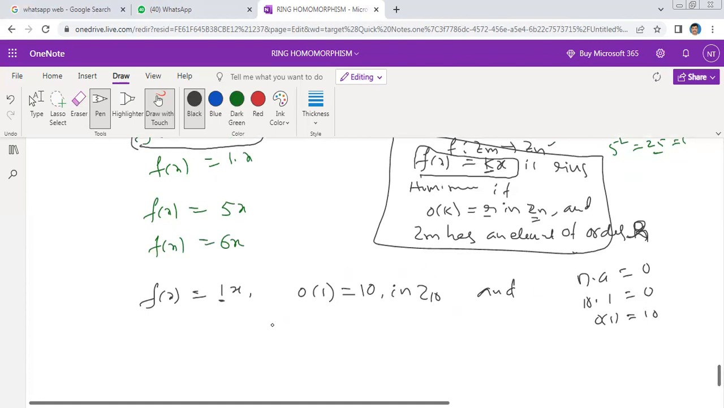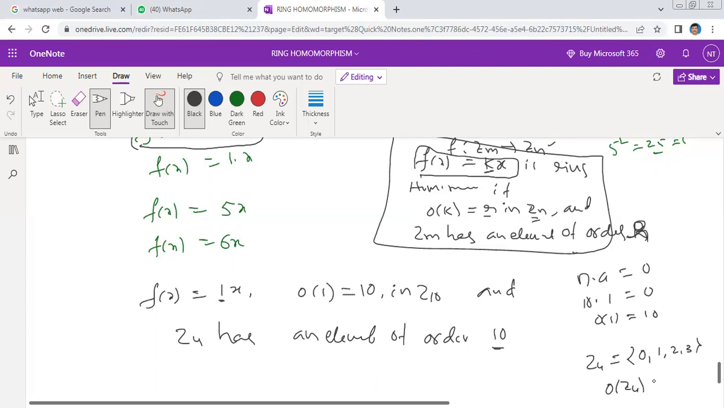And what is your domain? Z4. And Z4 has an element of order 10, 10 element ఉన్న order ఉందా? Z4 has an element of order 10 or Z4 has no element of order 10? ఏమండి? Z4 లో ఉన్న ఎలిమెంట్స్ ఏంటి? 0, 1, 2, 3. What is order of Z4? 4. Group order is 4. Element order is more than group order?